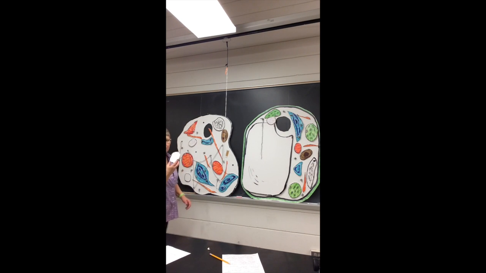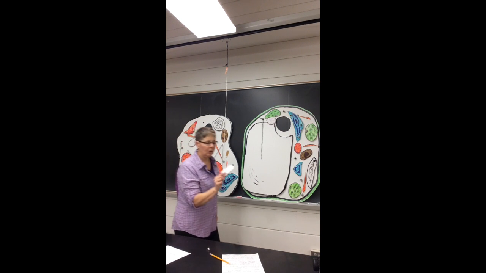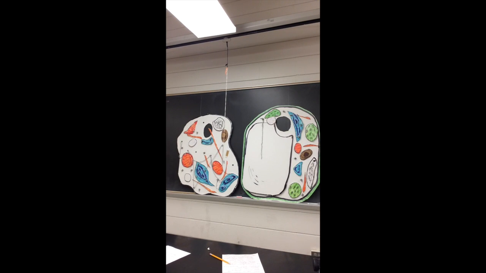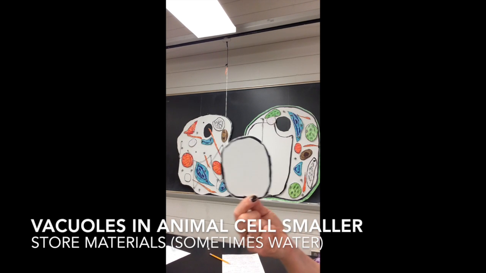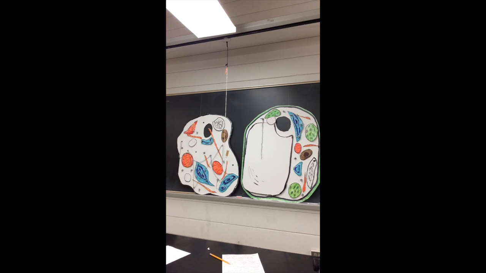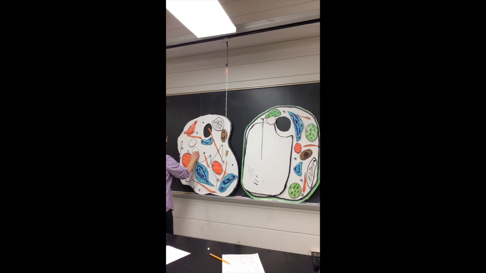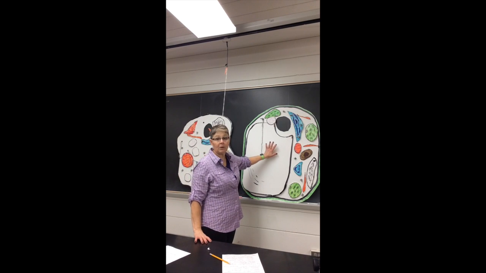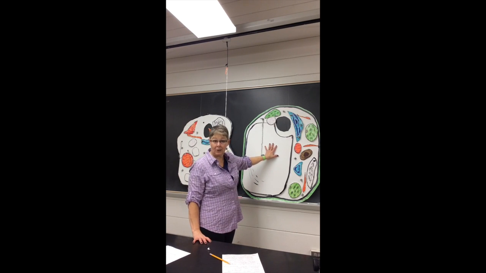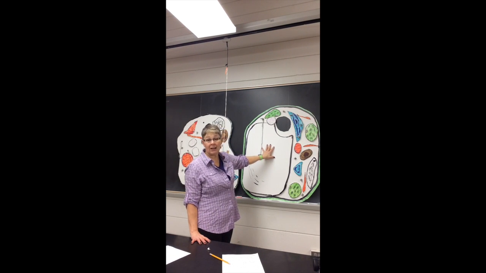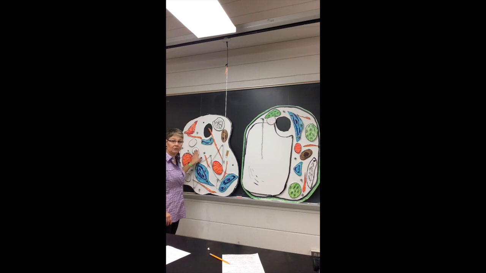You have vacuoles here, which are membrane-bound organelles, much smaller, all right? But they have no dots in them. And you have lots of vacuoles. They store material. But remember, the vacuole in the plant cell stores water and it provides structure. That's not true for these vacuoles. They just store material. Lots of times they store water, but that's it.